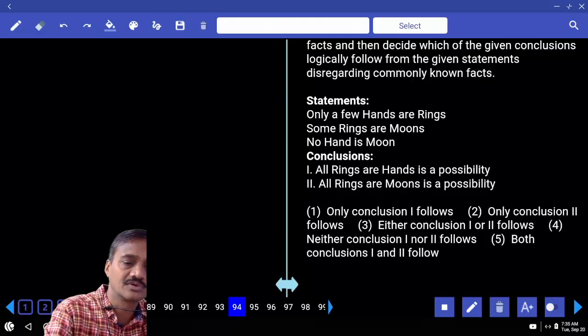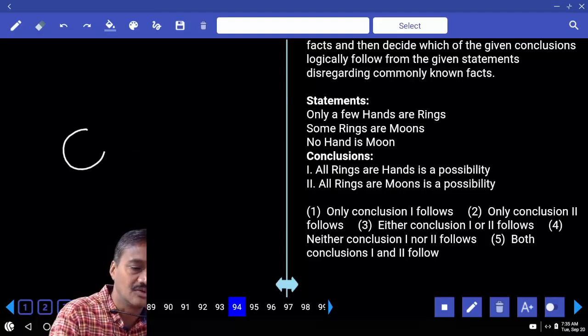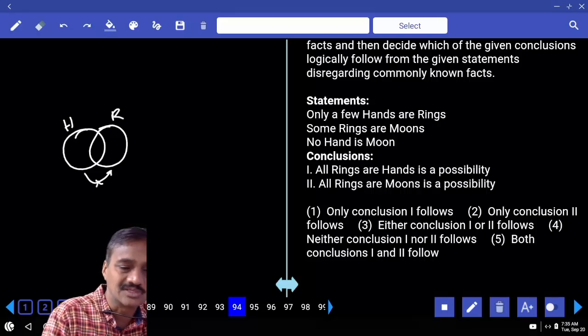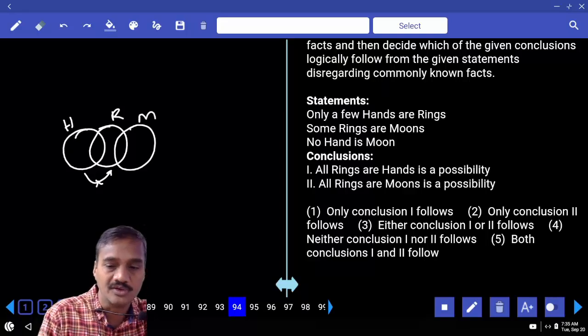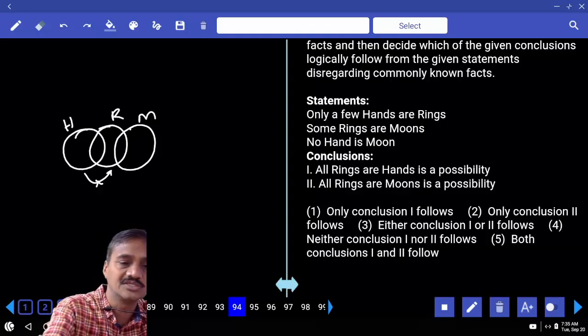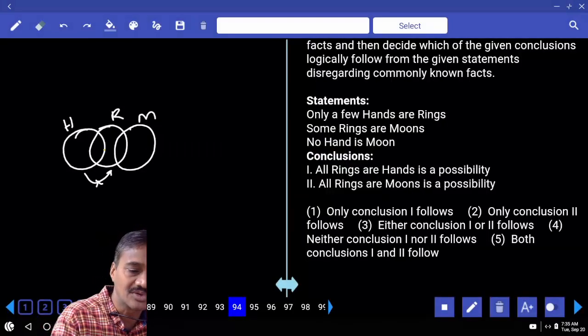And 94, only a few hands are rings. Only some of the hands are rings, but not all. Some rings are moons, and no hand is a moon. Does it fit or not? Then the first one, all rings are hands is a possibility. But these two should not meet, he said.